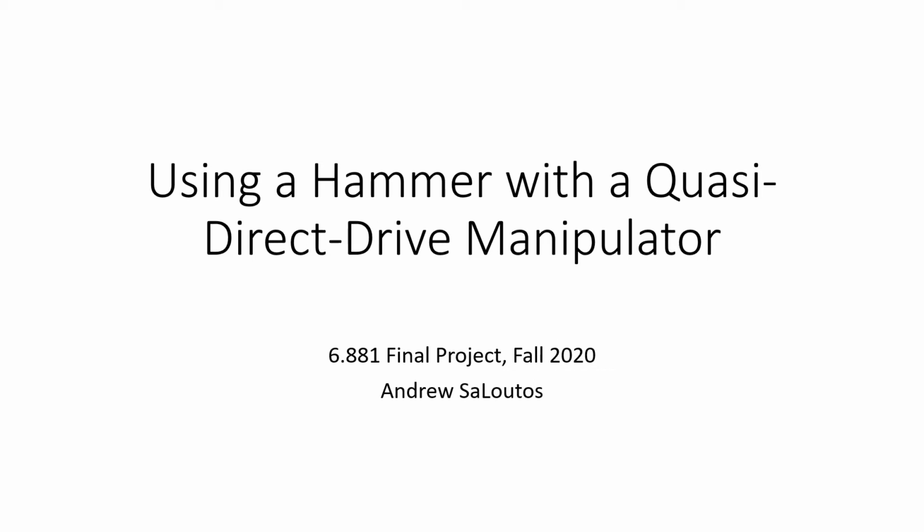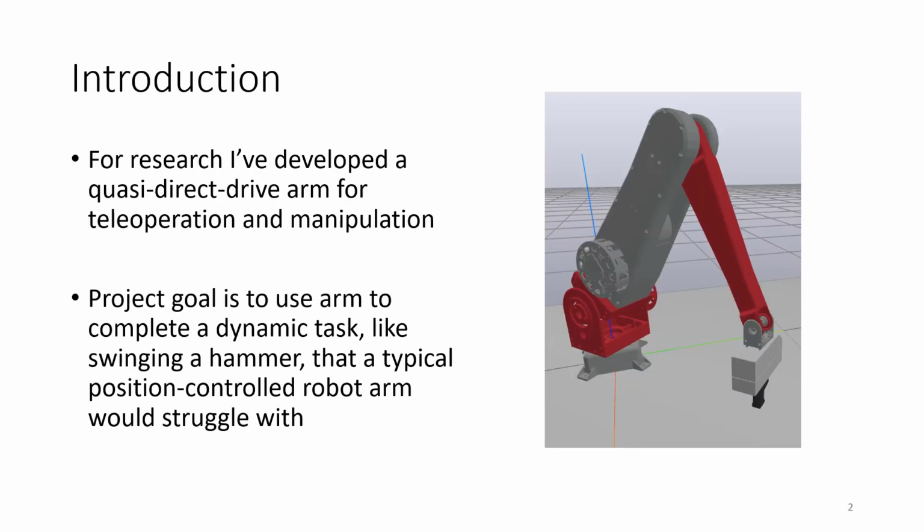For my final project, my goal was to implement the complete manipulation pipeline from seeing a hammer to swinging it into a target. As part of my research, I've designed a quasi-direct-drive manipulator arm which I wanted to model and use for this project. Typically, an old-school position-controlled robot arm would struggle with a task like controlling the impact of a hammer, which is why I wanted to attempt that task for this project.